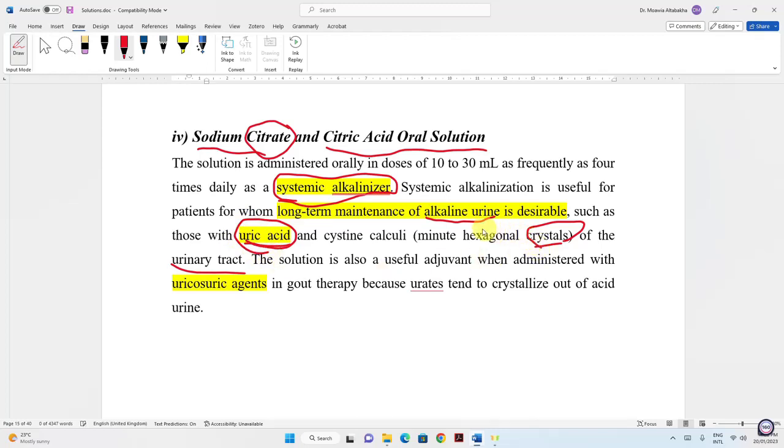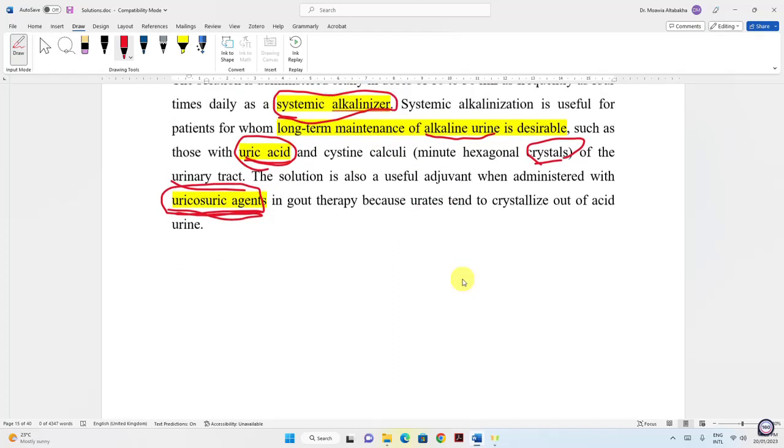The same thing applies with anti-gout agents used to treat gout, like probenecid. These are uricosuric agents, and they increase the secretion of uric acid in the urine. So again, in order to prevent the crystals from forming, you usually administer with it a systemic alkalinizer, such as sodium citrate.